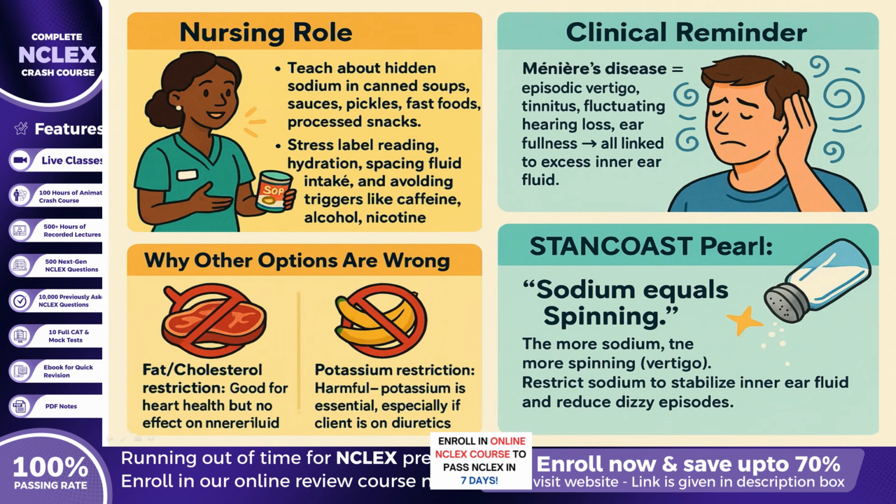Thus, it would not prevent vertigo episodes in Meniere's disease. Moving on to option 3, restriction of dietary potassium. This is not appropriate at all. Potassium is vital for maintaining normal muscle and cardiac function, and it plays no role in the disease mechanism of Meniere's. In fact, clients on diuretics like furosemide or spironolactone need to ensure adequate potassium intake to avoid hypokalemia. Restricting potassium could be harmful.